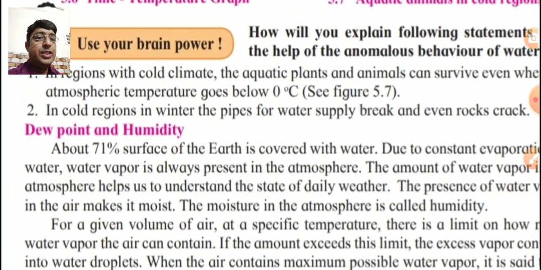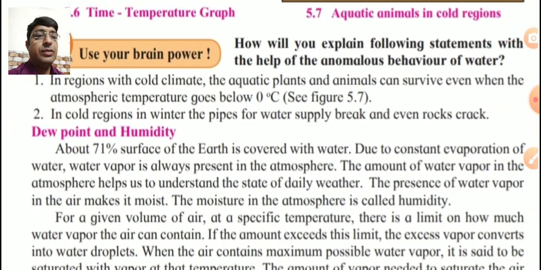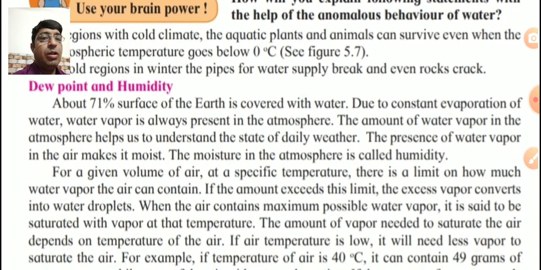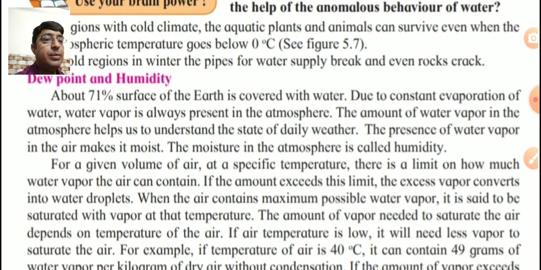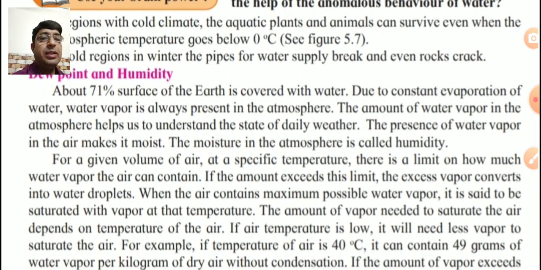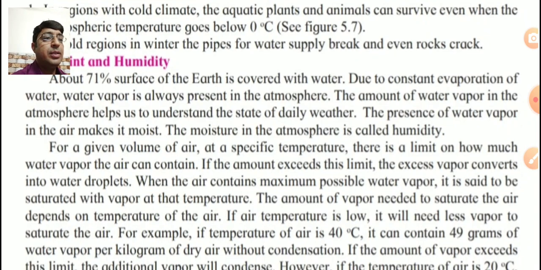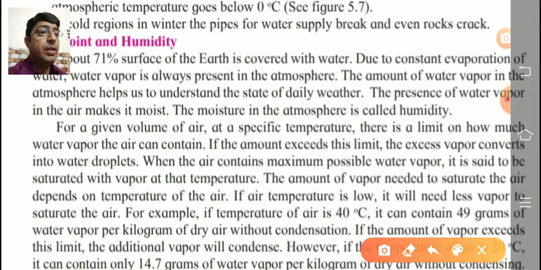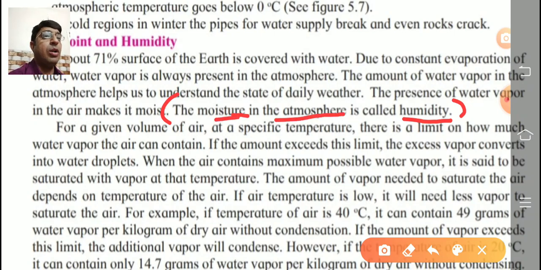All of you know that about 71% of the surface of the earth is covered with water. Due to constant evaporation of water, water vapor is always present in the atmosphere. The amount of water vapor in the atmosphere helps us to understand the state of daily weather. The presence of water vapor in the air makes it moist. So mark the answer. What is meant by humidity? Define humidity. The answer: the moisture in the atmosphere is called humidity.